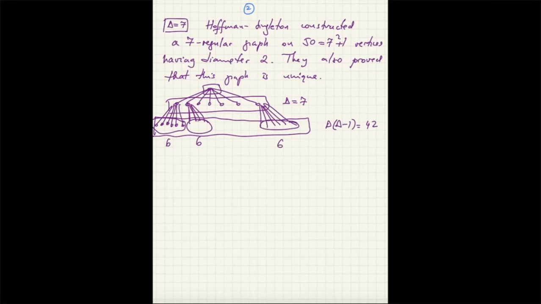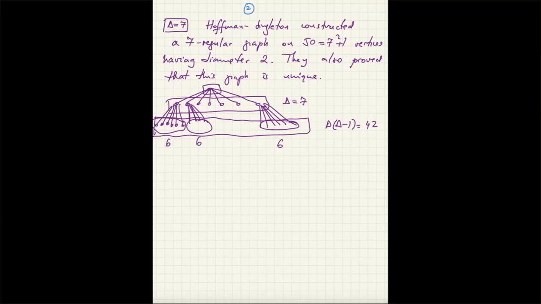Hoffman and Singleton use some combinatorial and algebraic properties of this graph, and they prove that the graph at the bottom has to be essentially unique. It's a type of distance regular graph, which we haven't discussed yet. But anyway, they used a combinatorial and algebraic method to construct this graph and to prove that it is unique. These days, there are other constructions of the Hoffman-Singleton graph, which obviously give the same graph.